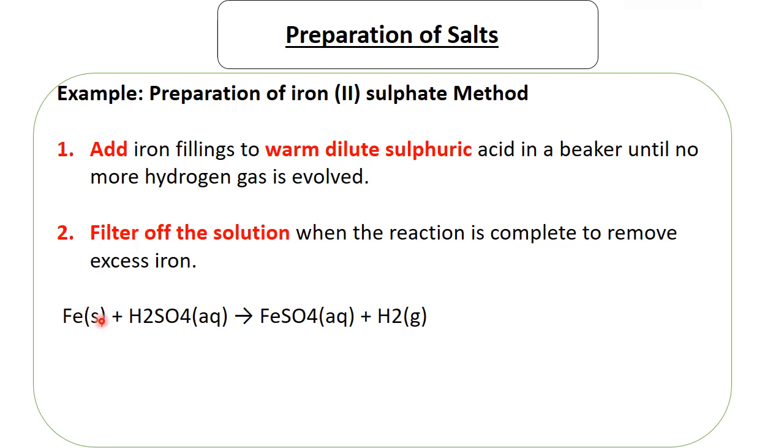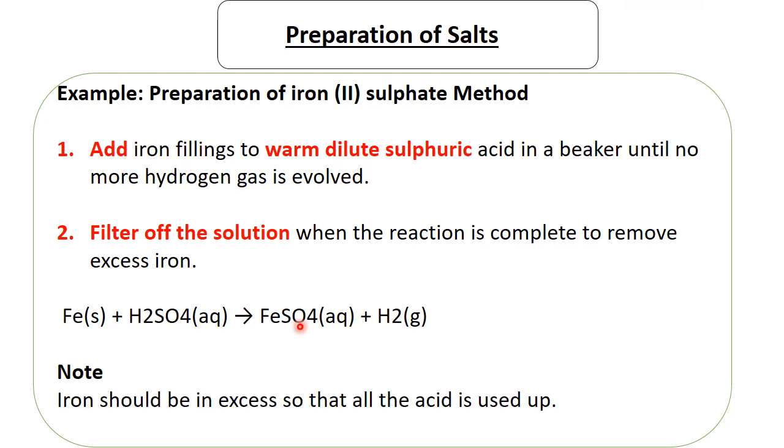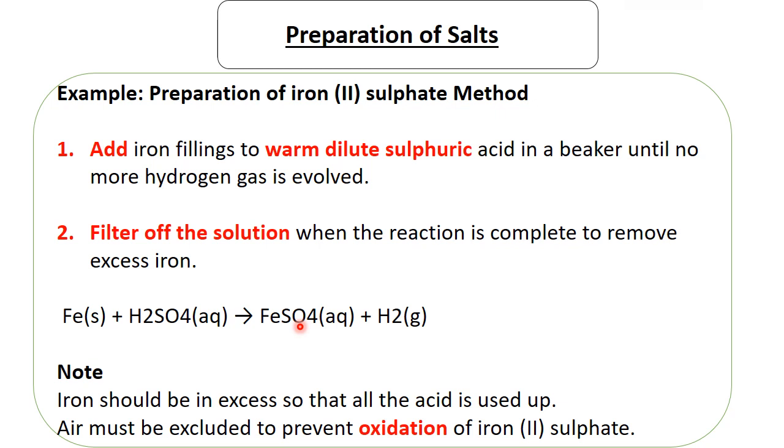So here we have iron, which is solid, and sulfuric acid. When they react, iron is going to take the place of hydrogen here. So it's going to become iron sulfate, and hydrogen is going to be evolved. So this is displacement. There are two things to note which I have already mentioned. First, iron should be in excess so that all the acid is used up. Second, air must be excluded to prevent oxidation of iron 2 sulfate.